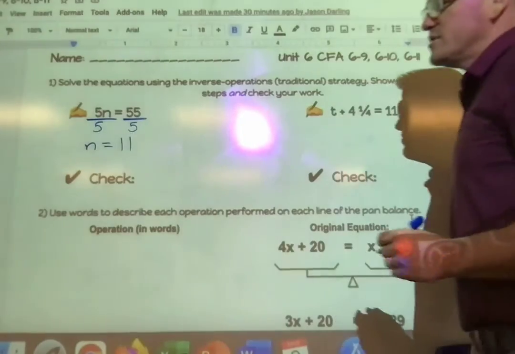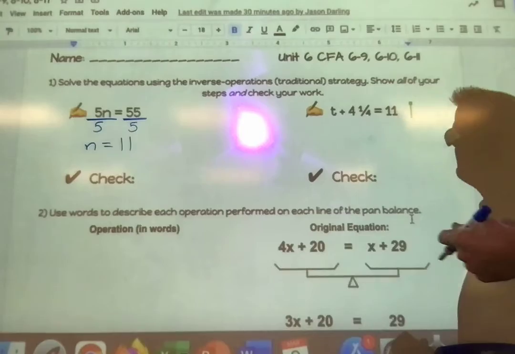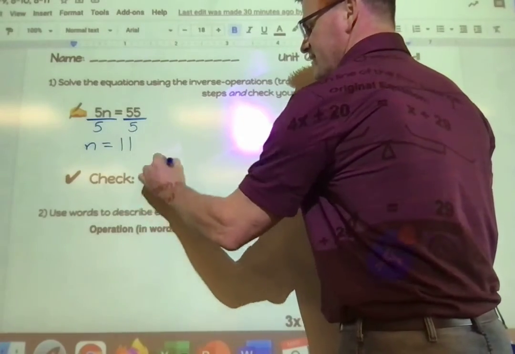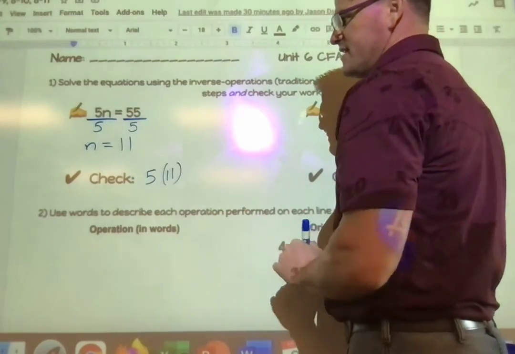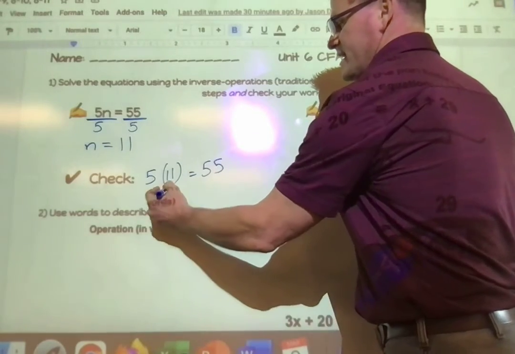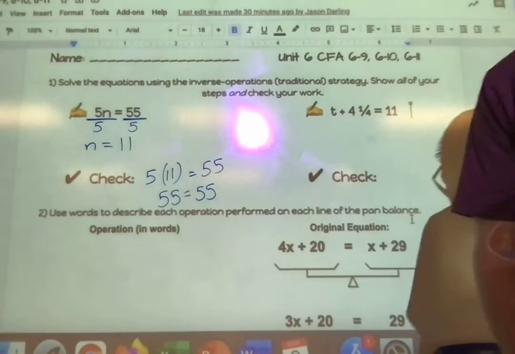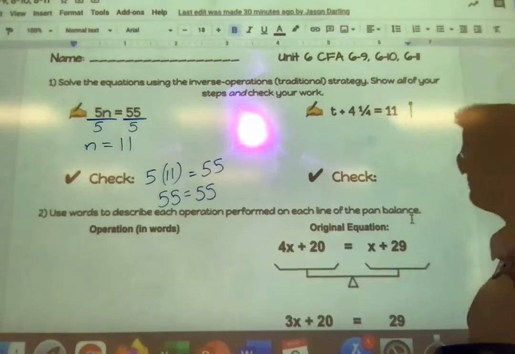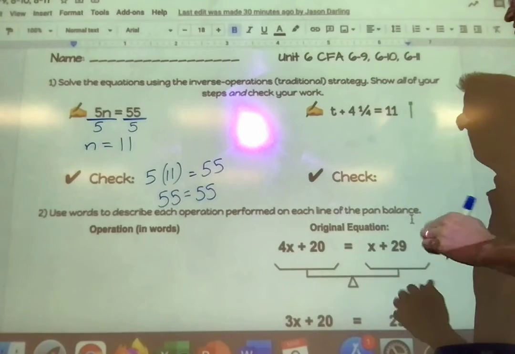And again, I know a lot of you could have done that with trial and error, because you know 5 times 11 is 55. But again, just practicing that traditional strategy here. To check, I would plug it in. So it's 5 times 11. Instead of n, I plug in an 11. Make sure you use parentheses so you know that means 5 times 11 and doesn't look like 511. And that should equal 55. And I know it does. Again, we look and show that 55 equals 55. So again, proof, we know that we're right. So make sure you're double checking these every time, and you should be able to get them right if they work out.